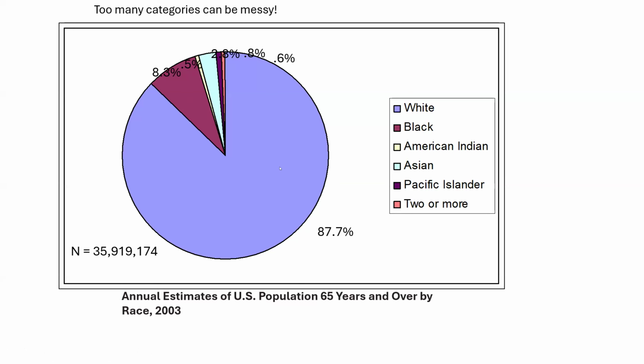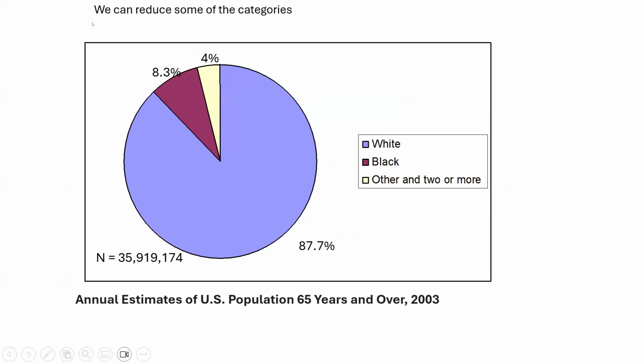So let's move to the next part where we have fewer classes. Here we have only three segments. The major category is 87.7%, that is white, 8.3% is black, and other. We have combined the rest of the classes in just one particular segment, which we are calling others. That is nothing but 4%. So we have a total of three categorical values in our column: white, black, and others.